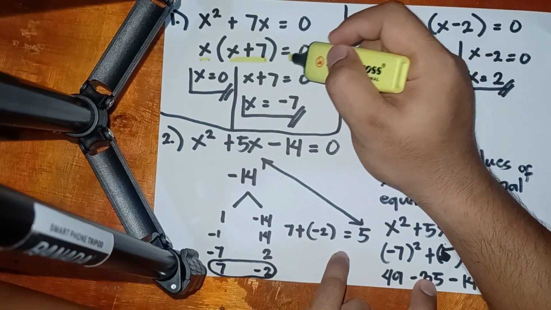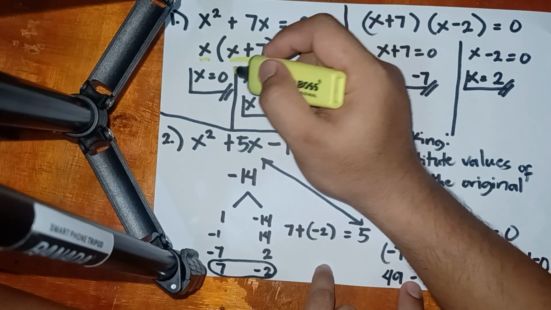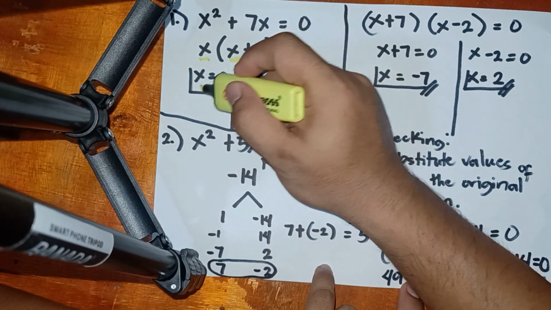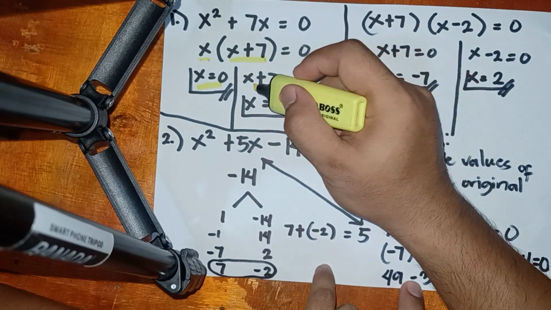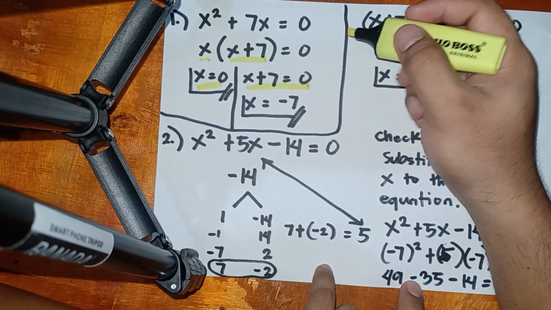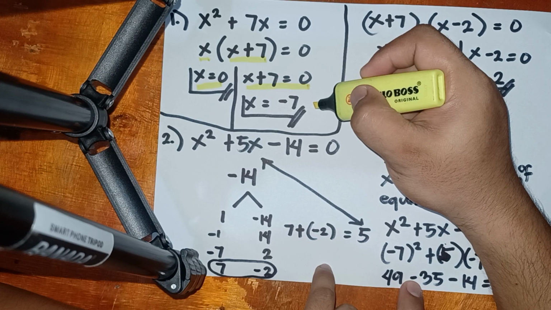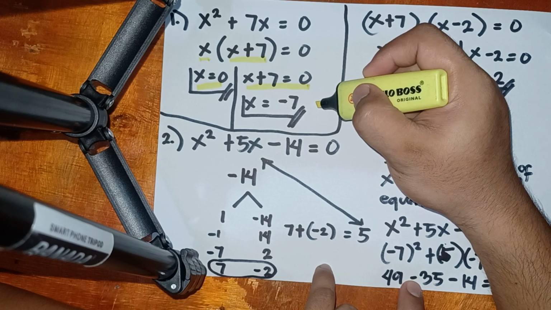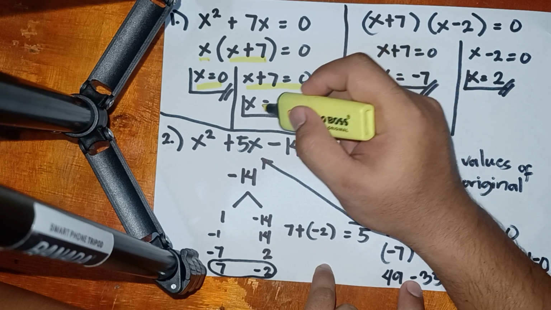From this, we can make two equations. The first one is x is equal to 0, and the other one is x plus 7 is equal to 0. Now, the next thing to do is to transpose positive 7 to the right hand side of the equal sign, and that would be x is equal to negative 7.